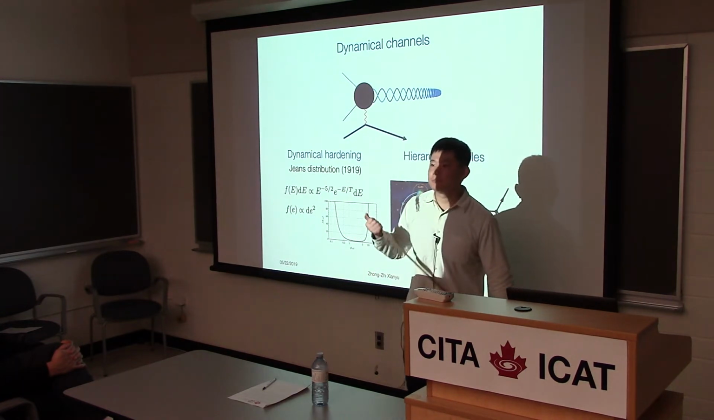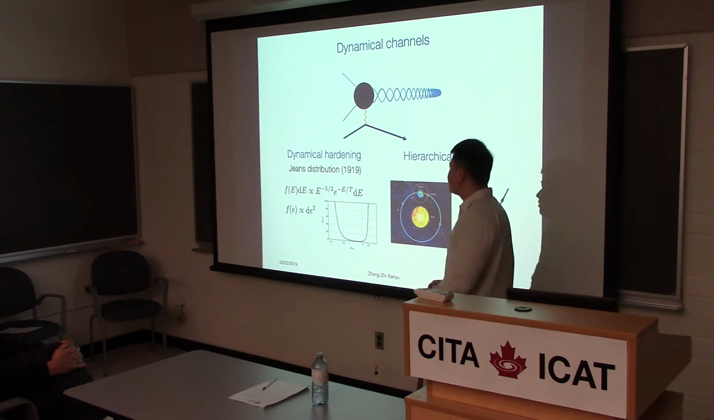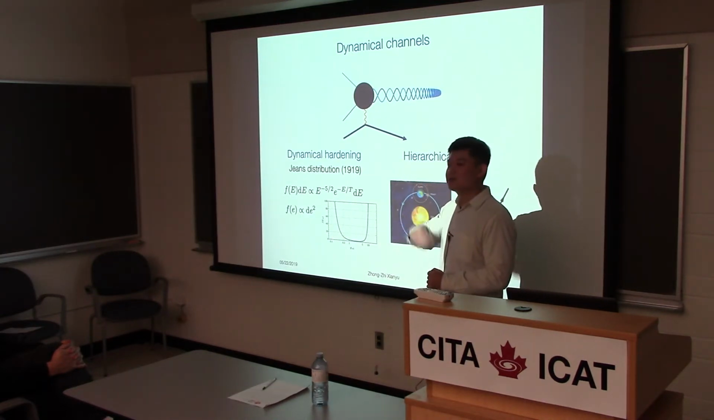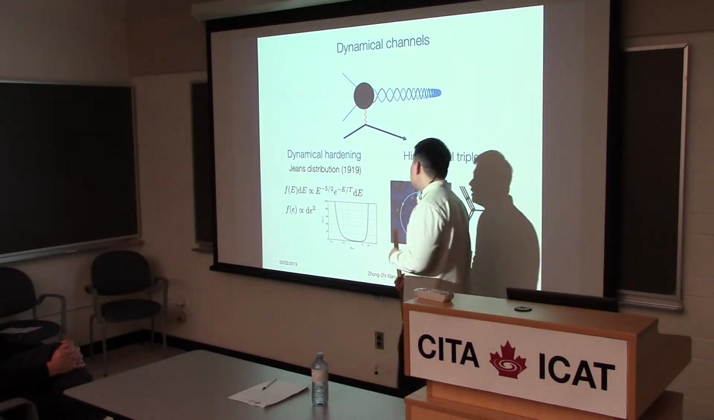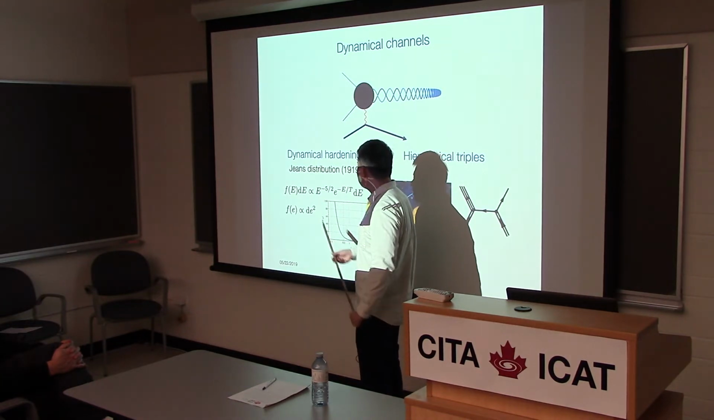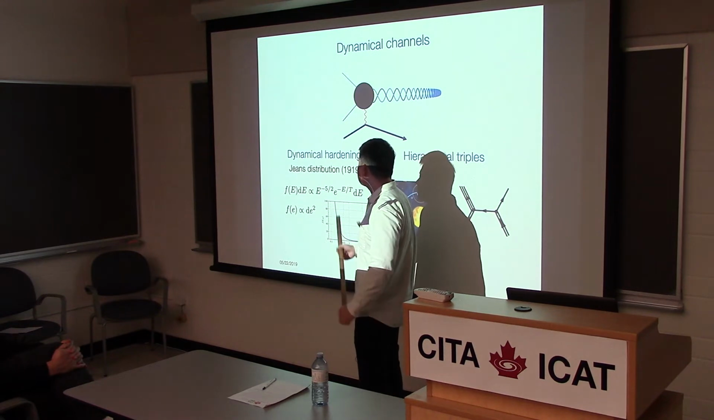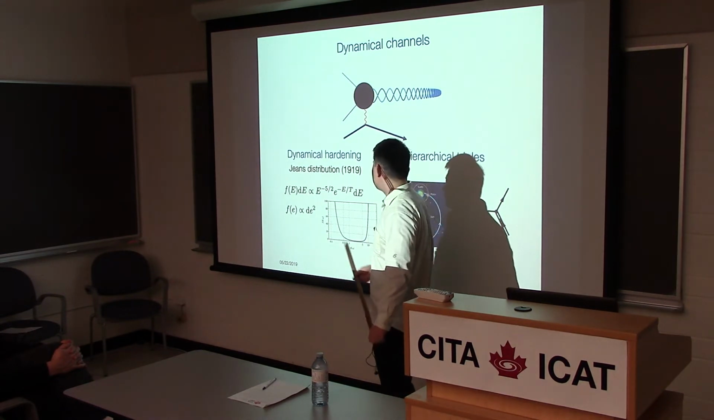So we know that binaries are characterized by two geometric quantities. One is the separation, the other is the eccentricity, how elliptical the orbit is. And here we know that the separation is directly related to the energy of the binary. So I can express their distribution in terms of energy and eccentricity. Let's look at the energy distribution.